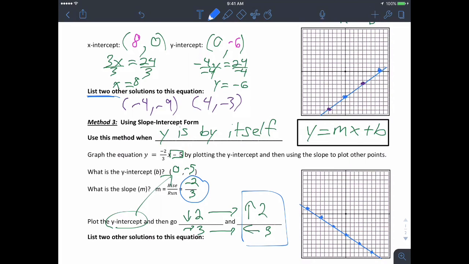Okay, so what other two options do we have as ordered pairs that are solutions? Okay, so the ones that I picked were this one and this one. These are the points (-3, -3), and the other point we have is (3, -7). Okay, so that is our graphing review.